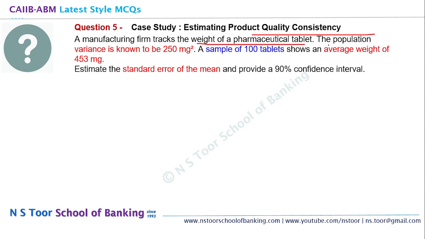The population variance, this is very important. Population variance is known to be 250 mg squared. What is the population variance? 250 mg squared. A sample of 100 tablets shows an average weight of 453 mg.